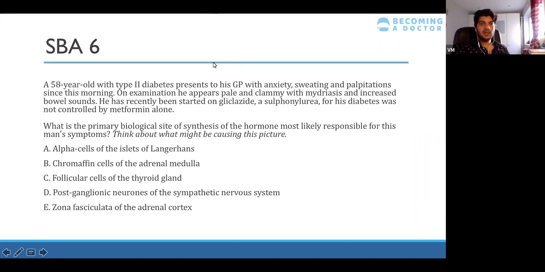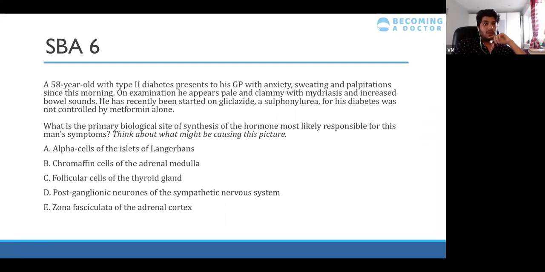Right, let's do another SBA. "58-year-old with type 2 diabetes presents to his GP with anxiety, sweating, and palpitations this morning. Pale and clammy with mydriasis, which is the pupils dilating. Increased bowel sounds. He's been on gliclazide for his diabetes, which is a new drug for him."